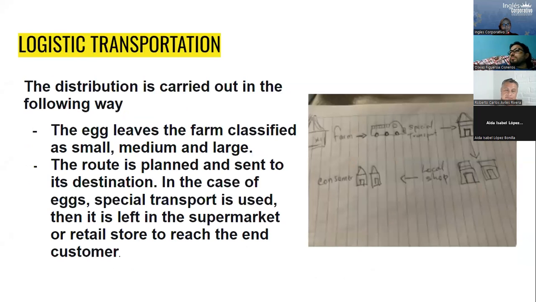Okay, the distribution is carried out in the following way. The eggs are classified as small, medium, and large. They are packed and sent to their destination. In the case of eggs, special transport is used. Then it is left in the supermarket or store to reach the end customer. An organizational chart was made to explain the logistics: the farm, special transportation, supermarket and local shop, and finally the consumer.